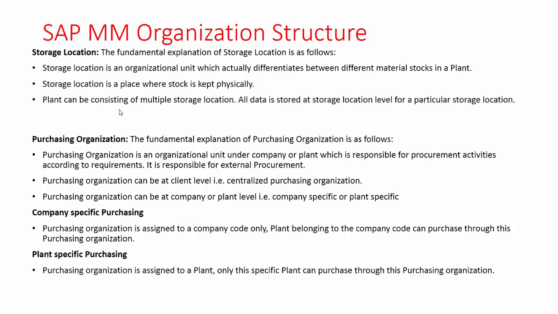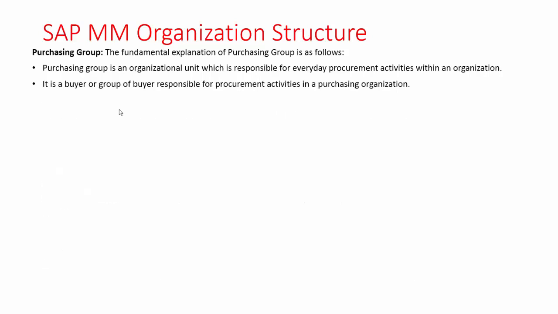And purchasing organization can be at company or plant level, that is, a company-specific purchasing or a plant-specific purchasing. Company-specific purchasing means you assign the purchasing organization element to the company codes only. Plants belonging to the company code can purchase through this purchasing organization. And the other part is if you are assigning your purchasing organization only to the plant, then only that specific plant can purchase through this purchasing organization.